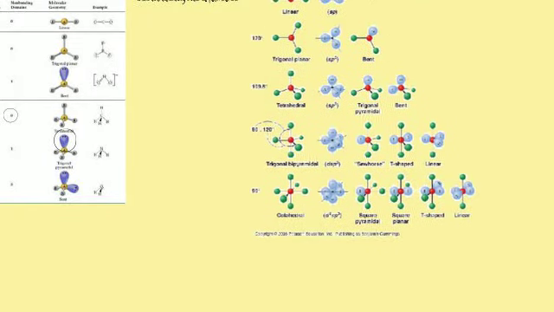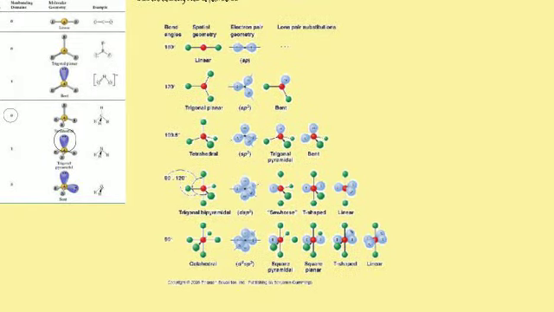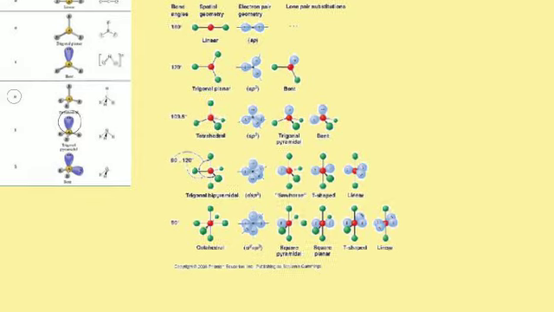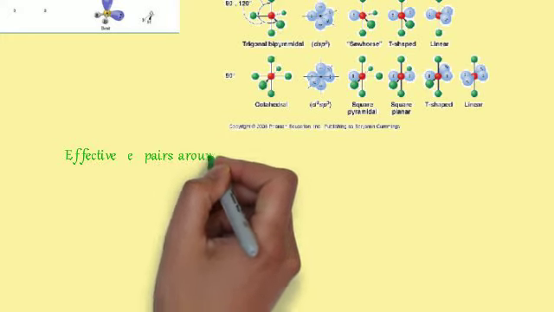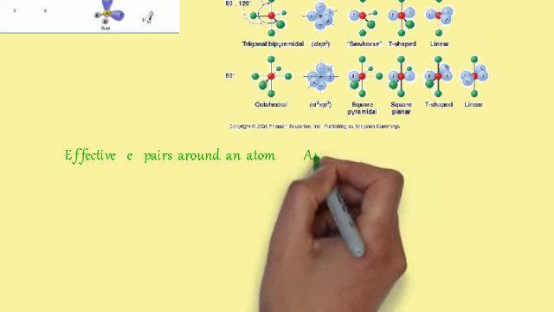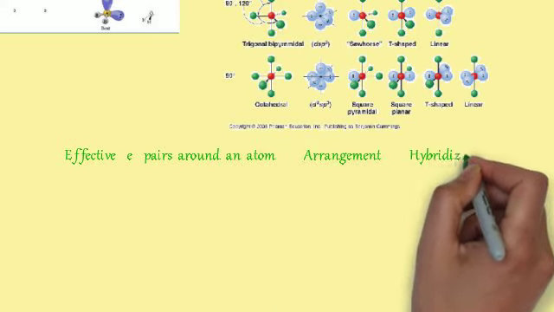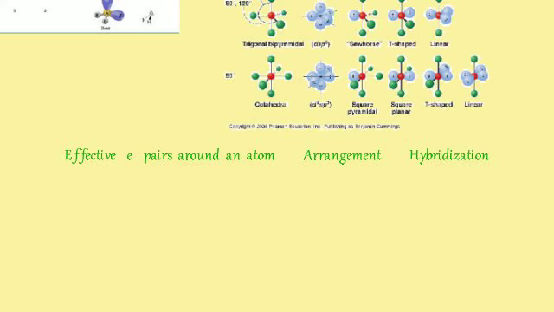This is another way of looking at it. This is the bond angles. They're showing you the angles and the electron pair geometry as well. You can take a look at that tetrahedral. And then there are those that can accept more than 8 electrons in their outermost shells, if you remember from last chapter. So effective electron pairs around an atom, arrangement, and the hybridization, what it is considered to be hybridized.